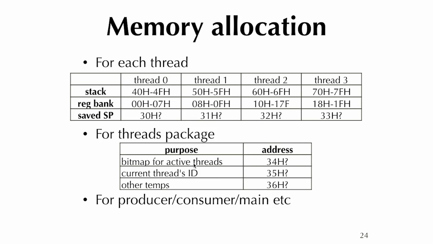A bitmap for the active threads might take 1 byte. The current thread ID may be another byte. Other temporaries, maybe. So that's a rough layout. You get to decide how you want to lay out your memory. And then there are a few more bytes left for the FIFO and the producer-consumer shared memory space.